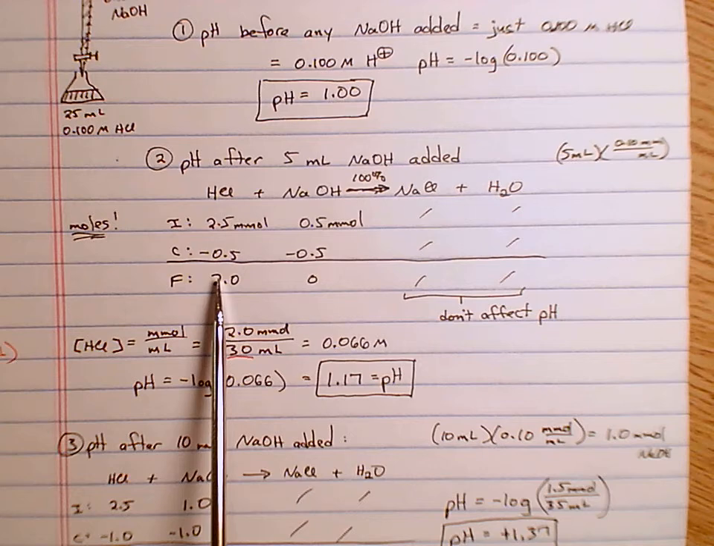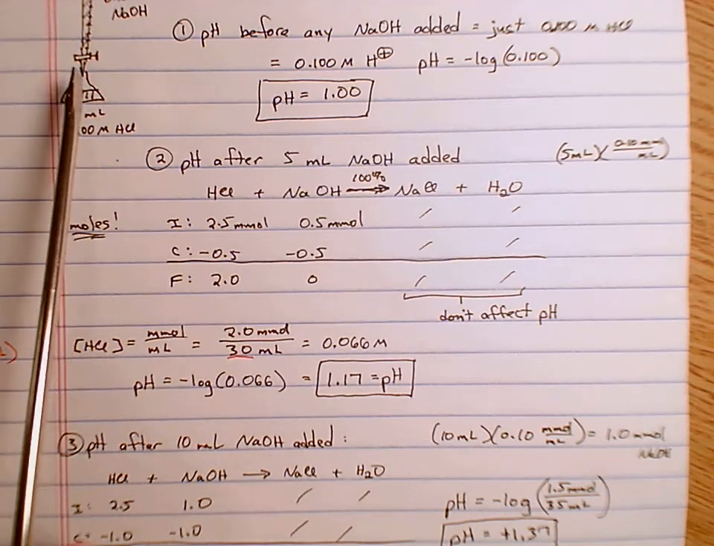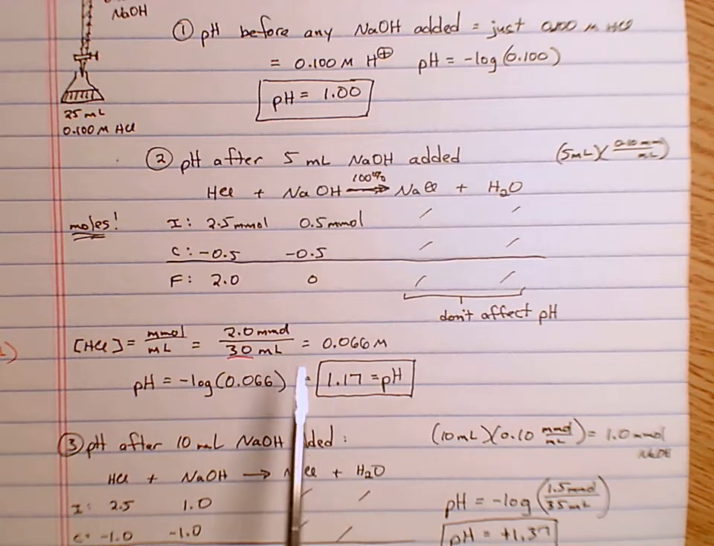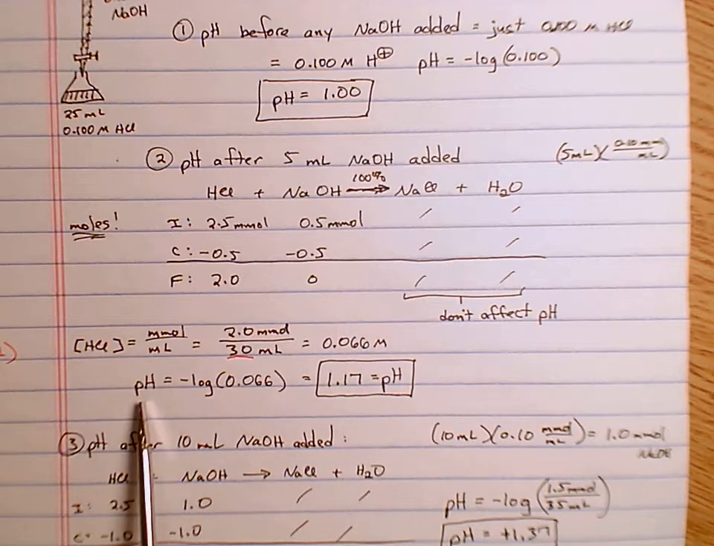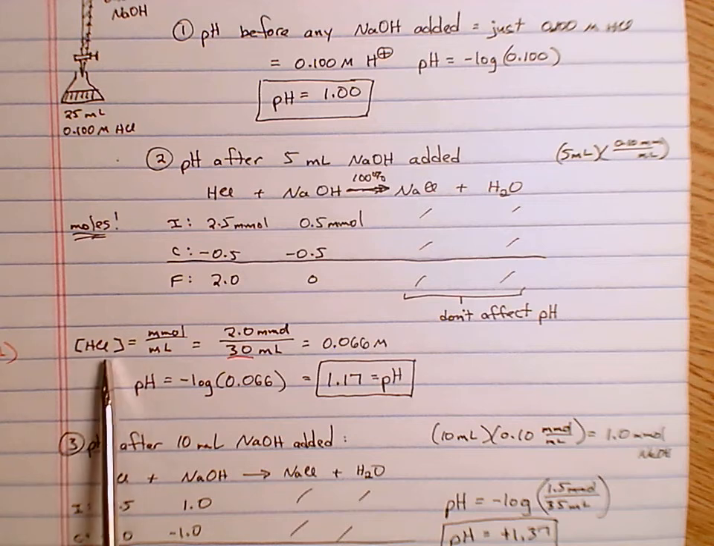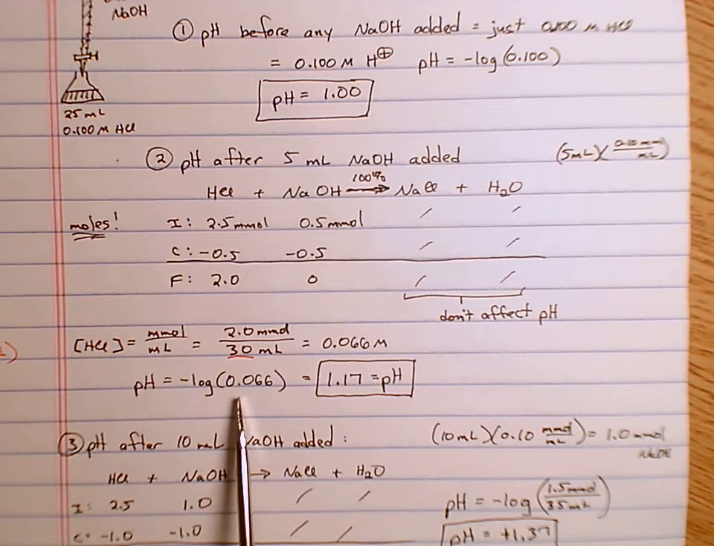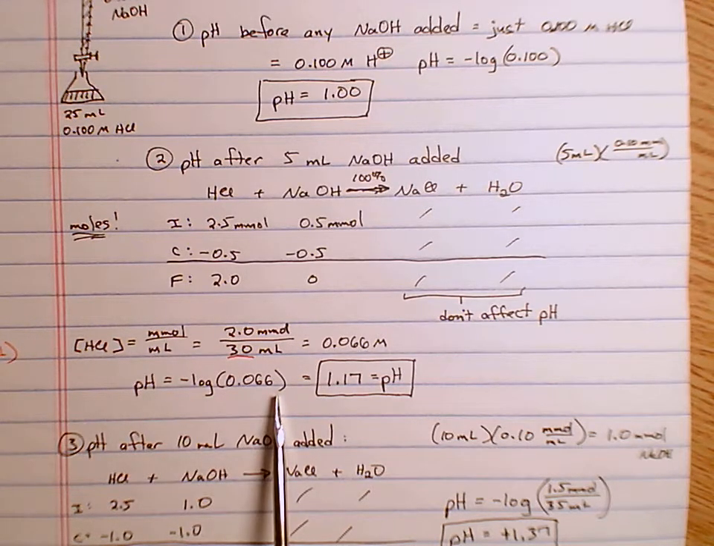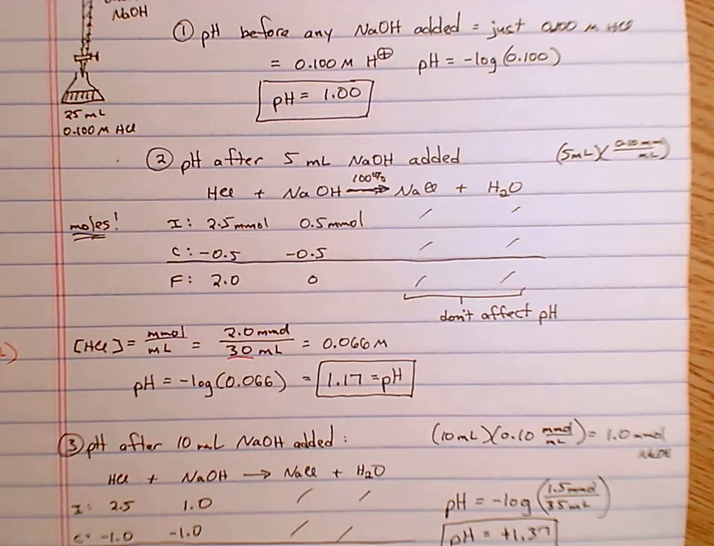So 2 millimoles left over divided by 30 milliliters, my original 25 plus the 5 NaOH that I added, gives me a concentration of HCl of 0.066 molar. pH is a negative log. Well, that's 0.066 molar concentration of HCl. Since it's a strong acid, it dissociates 100%. That means that's the concentration of H+. pH is a negative log of 0.066, my concentration of H+. pH equals 1.17. So after adding 5 milliliters of strong base, the pH went from 1 to 1.17.